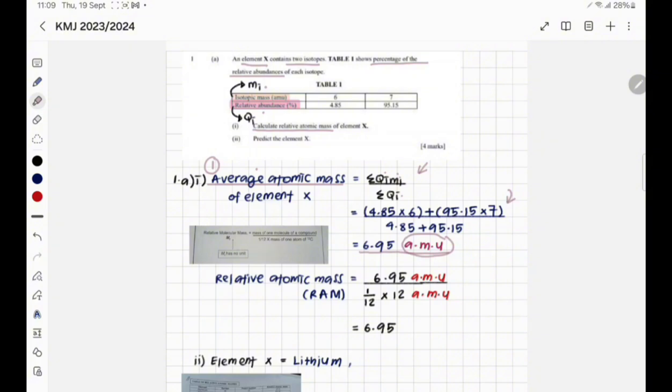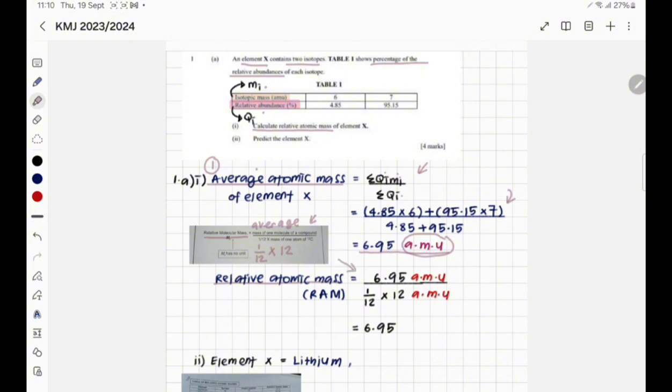Next, baru kita proceed ke relative atomic mass. So, yang kita boleh nampak kat sini is, this is the formula untuk relative atomic mass or relative molecular mass, which is mass of one molecule of a compound over 1/12 times mass of one atom of carbon 12, which means kat atas ni would be our average atomic mass answer, and kat bawah ni it would be 1/12 times 12. Kenapa 12? Because that is the mass of carbon 12.